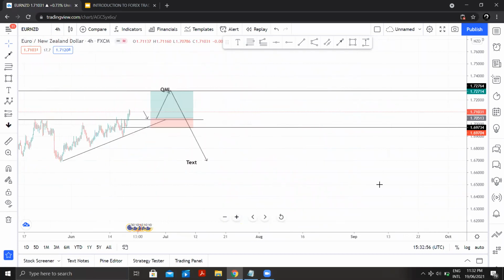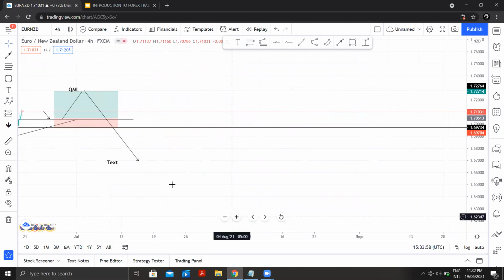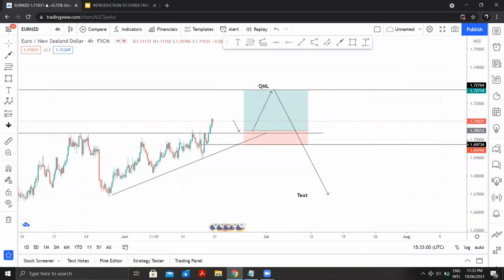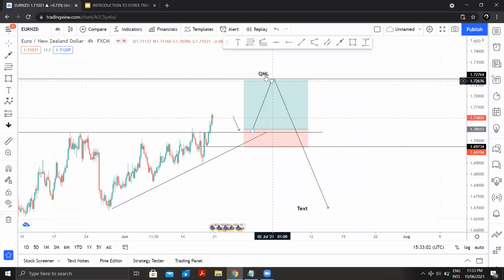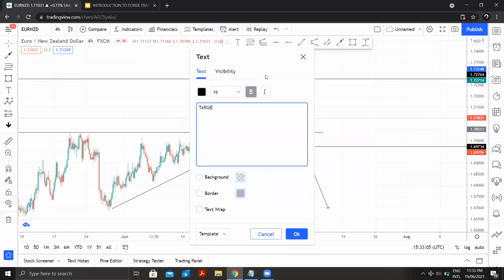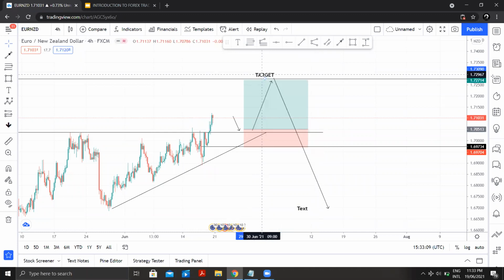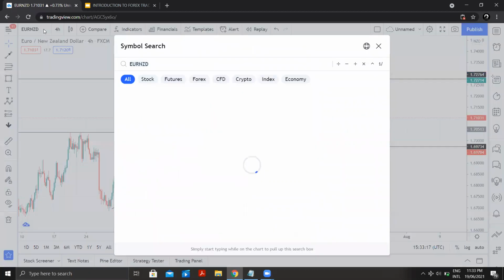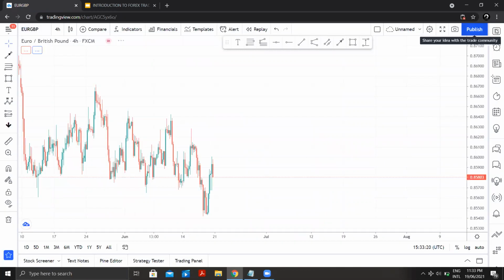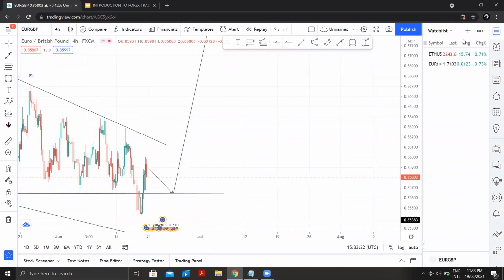After the retracement on Monday, I expect price to keep buying to the upside, where this level is the target for EURNZD next week. So I expect a little retracement again, then buy continuation. EURGBP, also add to our watch list, EURGBP.